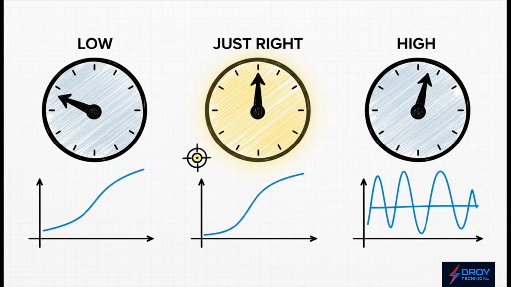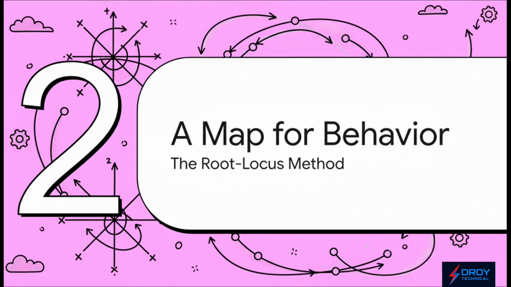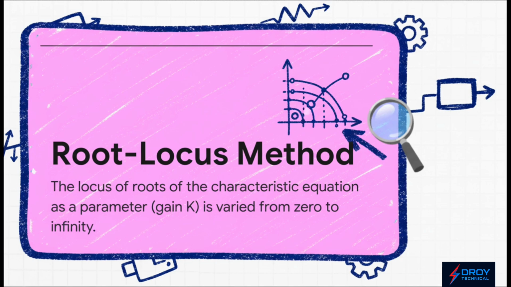Well, it turns out there's a map. And this is where the absolute genius of a guy named W.R. Evans comes into the picture. He developed a graphical method that's basically a treasure map for system behavior. It's called the Root Locus method. Okay, I know, the official definition can look a little intimidating, but the idea behind it is just brilliant. Every system has this core mathematical identity, its characteristic equation. The roots of that equation basically define how the system behaves. Is it fast, slow, stable? The root locus method just draws a picture of how that behavior changes as we turn that gain knob K all the way from 0 up to infinity.